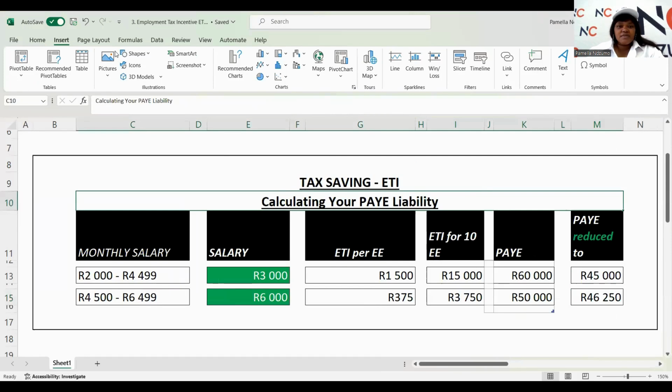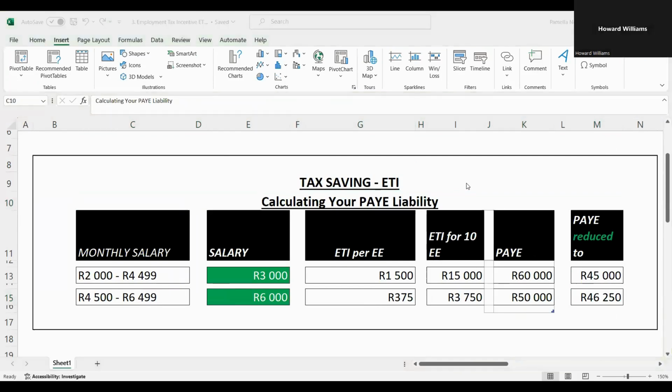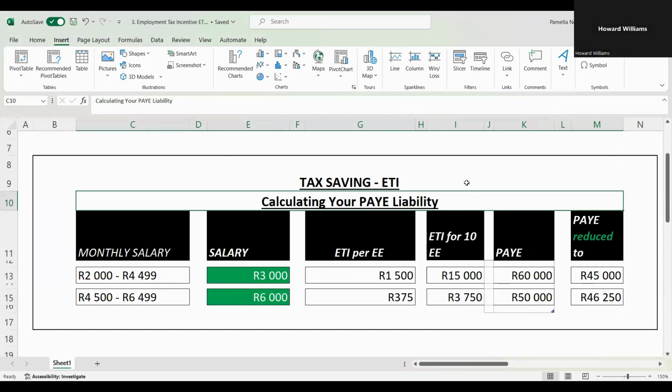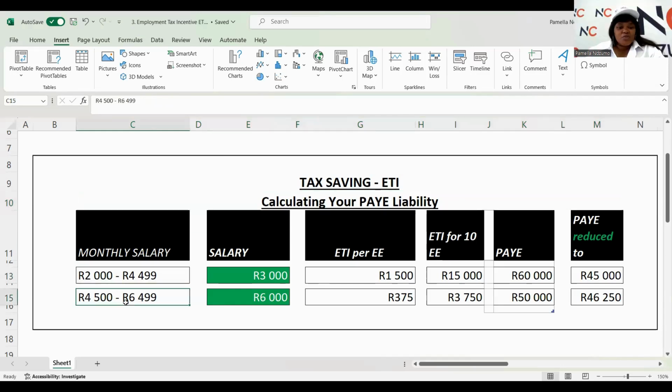Yes, that's the one. Sorry, let me remove that. Okay. Now, let's do this. It's only those two brackets. Yeah, it's these two brackets. So it's between the 2,000 and the 4,499, or between 4,500 and 6,499.